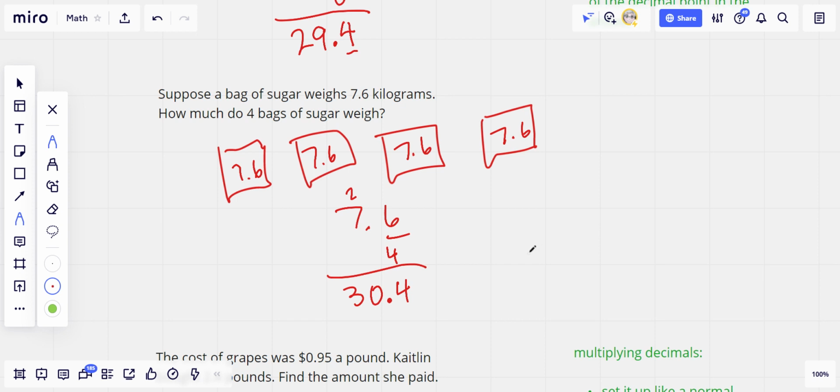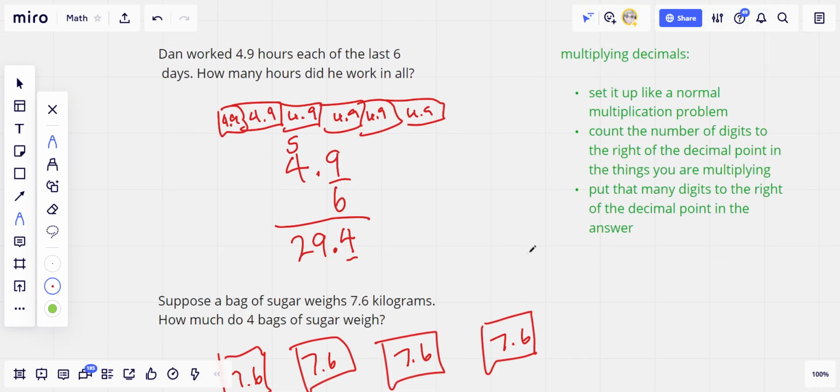So that's a little bit of work with word problems where you're multiplying decimals.